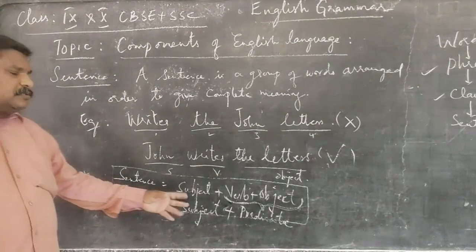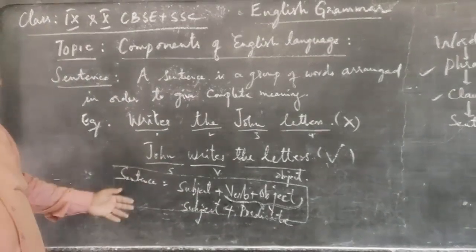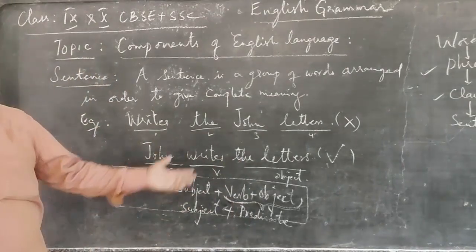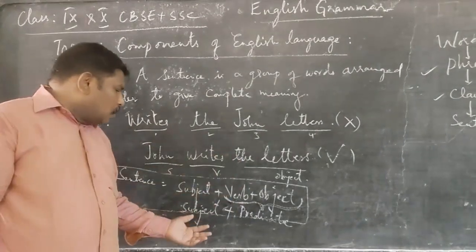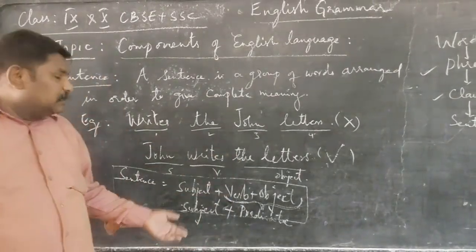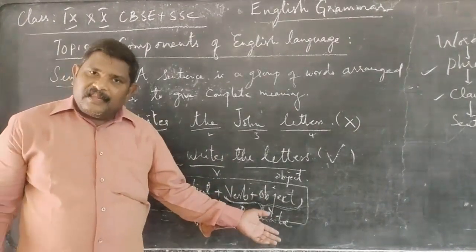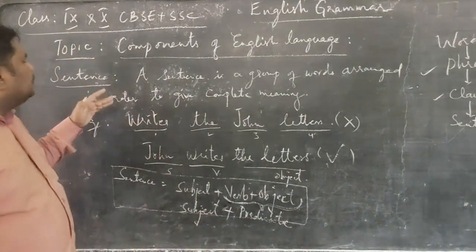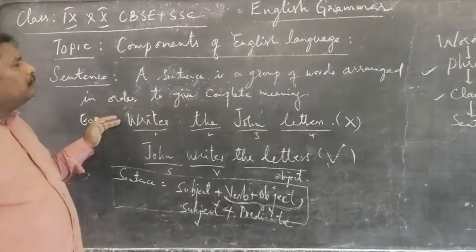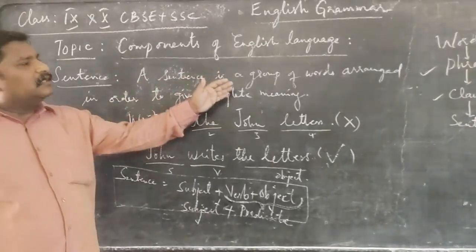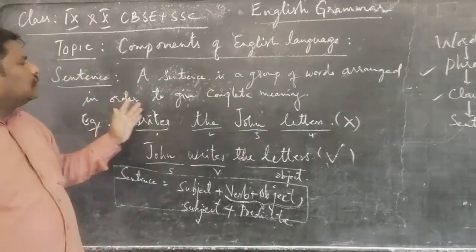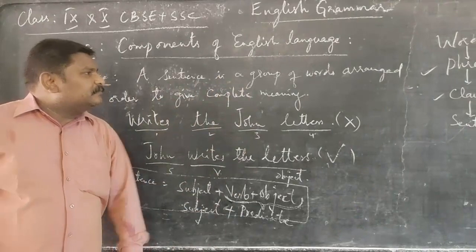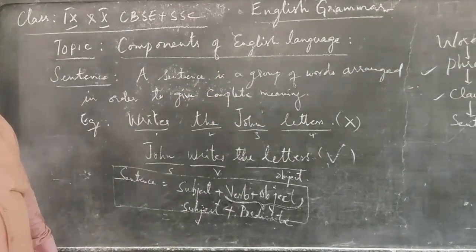So, in either form we can say a sentence is a combination of subject plus verb plus object, or a sentence is equal to subject plus predicate. This is in structural form, grammatically. In definition form, a sentence is a group of words arranged in order to give complete meaning. This is what it is all about, dear children.